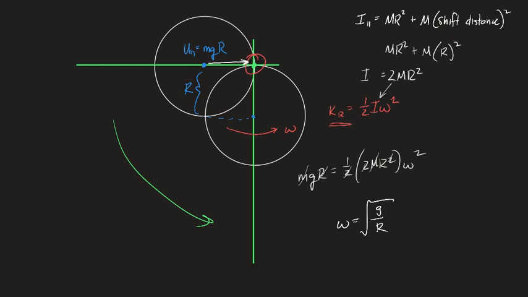Now, if you want to do this for the disk, the problem is the same, except you start with 1/2 mr squared here. That's how you do the problem for the disk. Right? That's the only difference, is that the starting moment of inertia is 1/2 mr squared for a disk and mr squared for a ring. That's going to give you a smaller moment of inertia here. It'll be 3/2 and not 2.